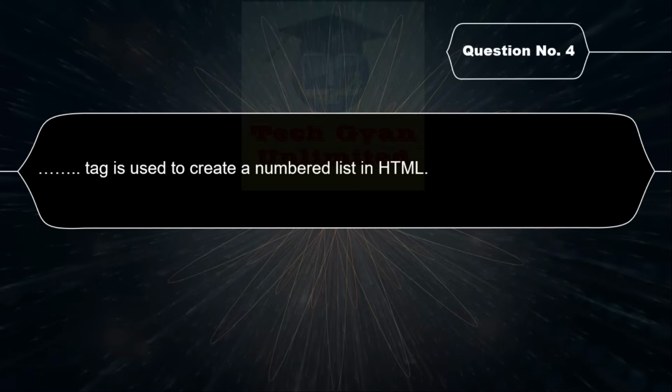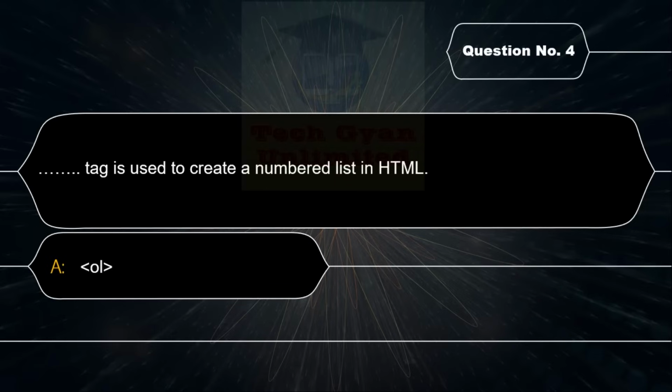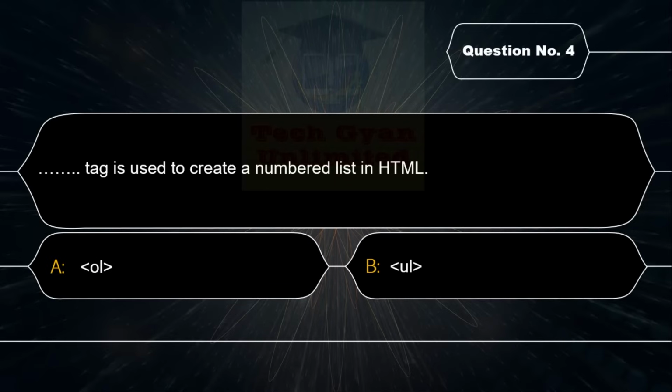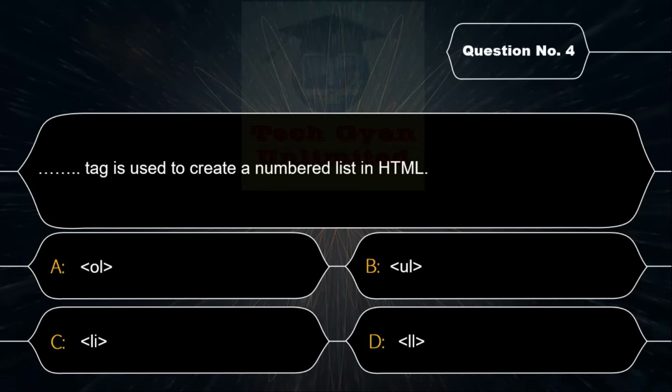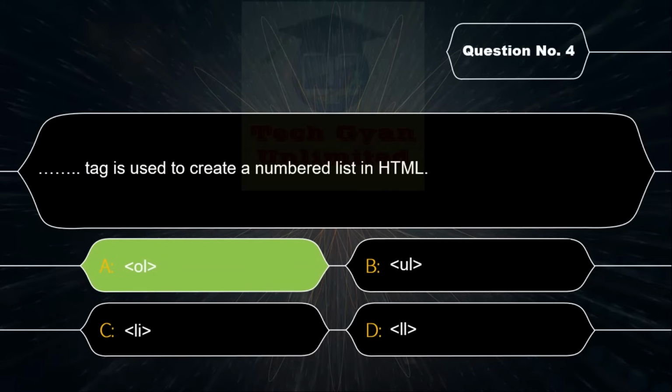Which tag is used to create a numbered list in HTML? Option A, OL. Option B, UL. Option C, LI. Option D, LL. Correct answer is option A, OL.